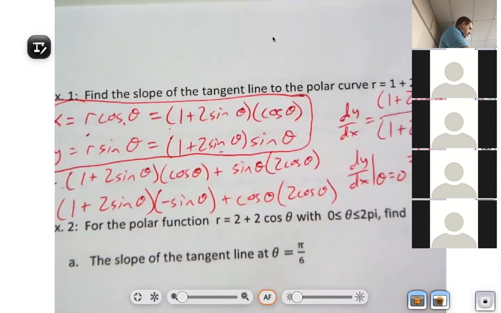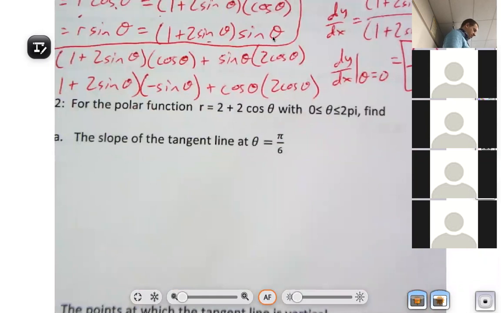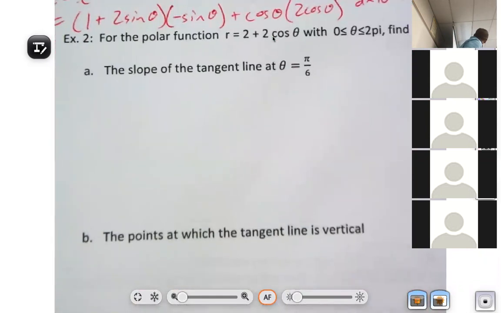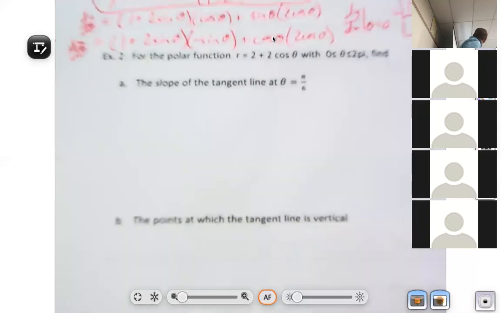You guys want to try A? You want to try it? Try 2A. These are the last 3 examples we're doing today. Try 2A. I triple dog dare you.